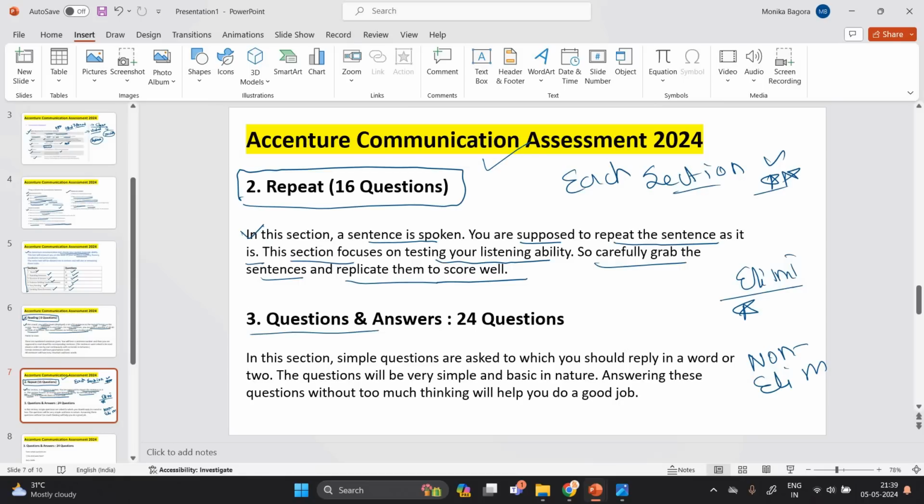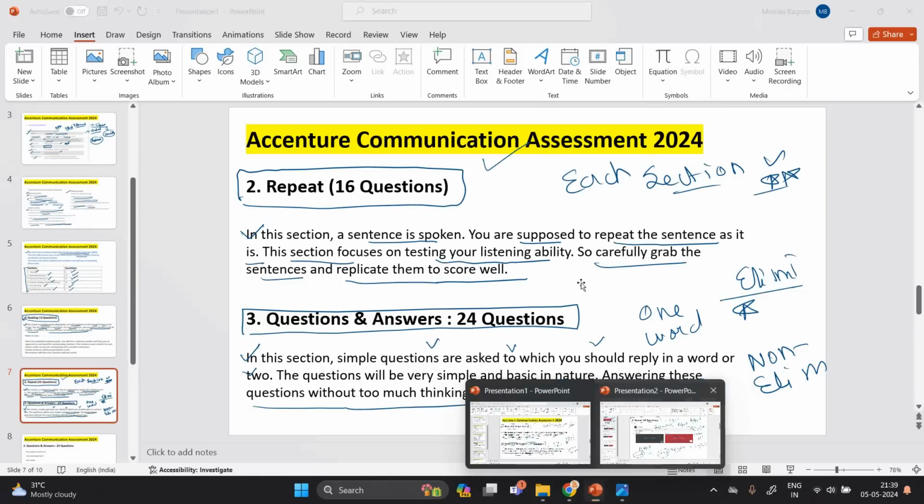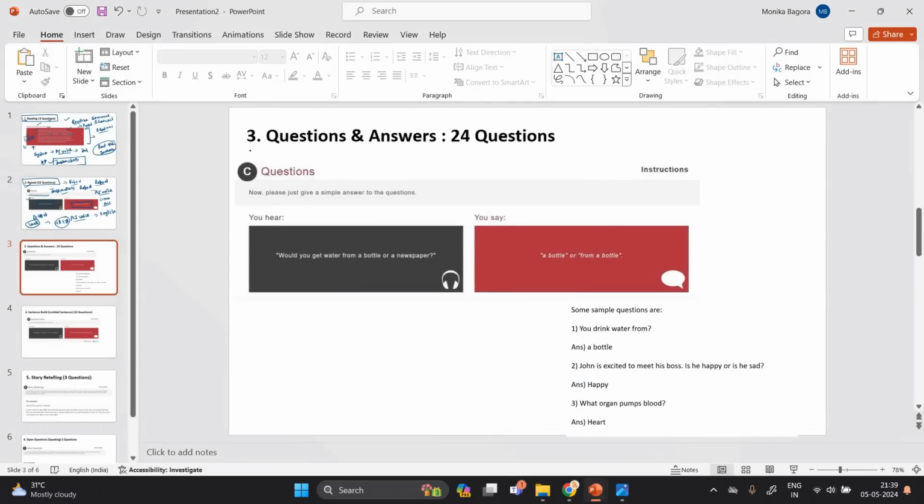Next is related to questions and answers. 24 questions are there. In this section, simple questions are asked to which you should reply in a word or two. The questions will be very simple and basic in nature. Answering these questions without too much thinking will help you do a good job. So basically this is a very important section. Why? Because most questions are asked in this section.